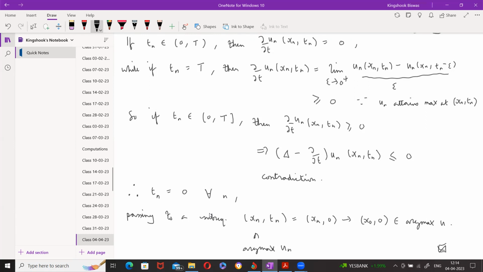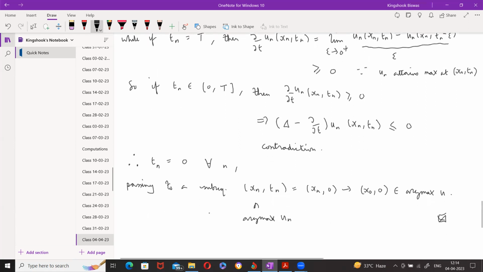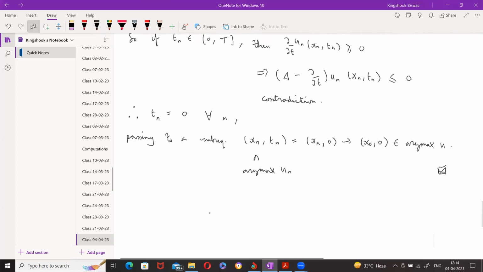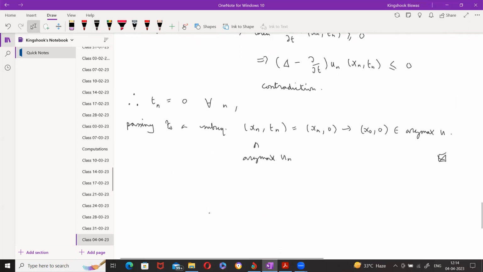Okay, so the maximum is attained at some point x0 comma 0. That's what we wanted to show. Is that clear? Right. Okay. Is this all right for everyone? Yeah.